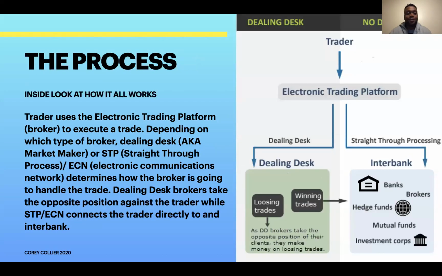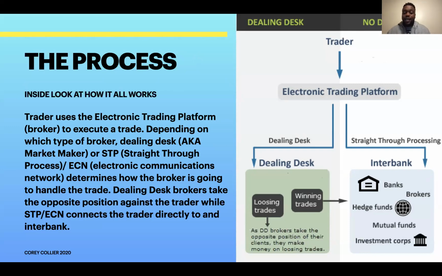So what's the whole process, right? When you guys enter a trade, here's what happens when you market execute. As a trader, we use an electronic trading platform. Usually it's MetaTrader 4. That's the electronic trading platform that you get from your broker to execute a trade.